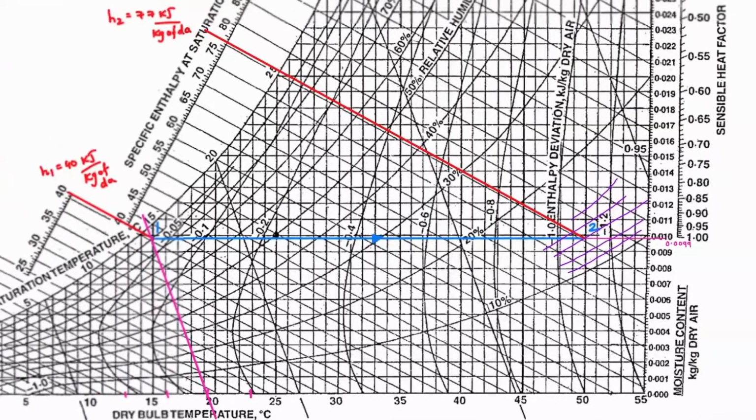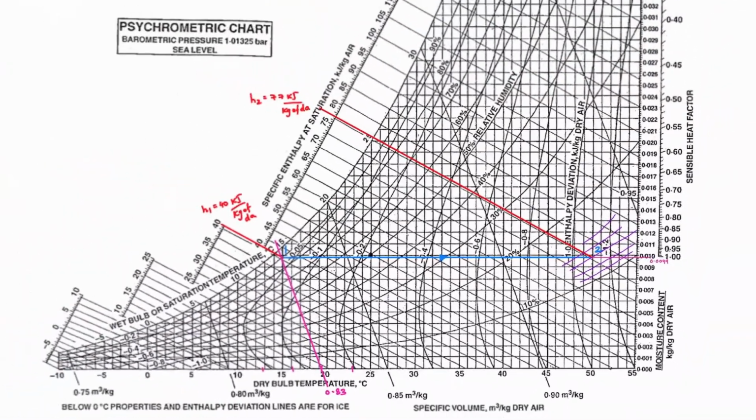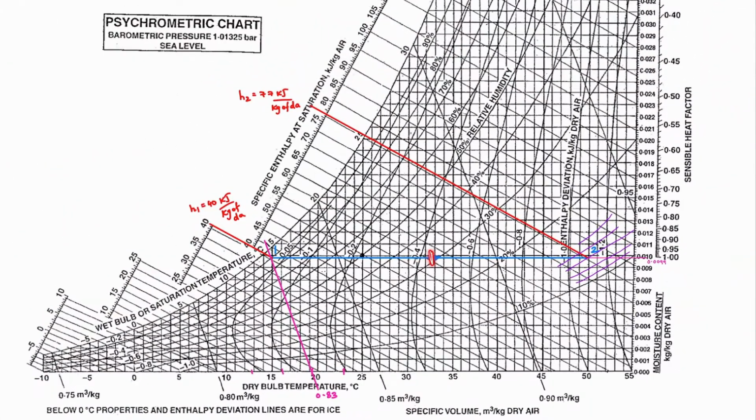Now you have to show the process by arrow. That arrow is very important. So 1 to 2, you can see arrow is towards right. It indicates that this process is sensible heating. Now what is asked in the question? We have to find out Q dot A. For that, what is the equation? m dot dA, mass flow rate of dry air, into H2 minus H1.